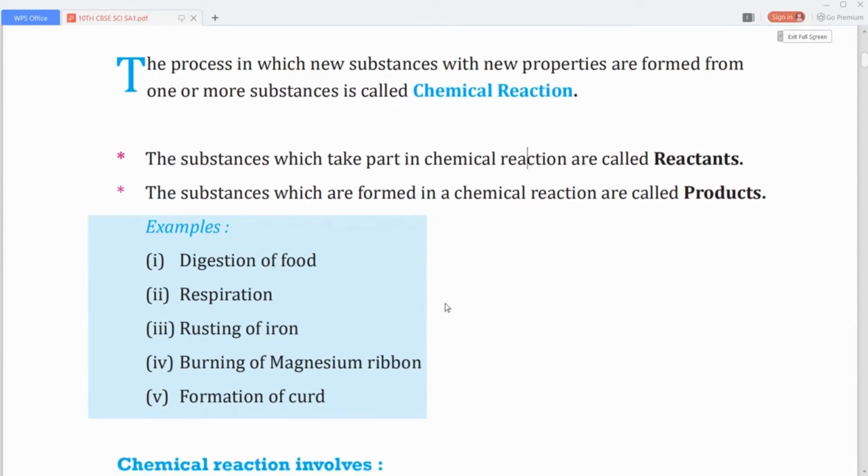So we can see more examples related to chemical reaction. Digestion of food, whatever we are eating, in our stomach is one type of chemical reaction. Another is respiration. We are taking oxygen, which is also a chemical reaction. Rusting of iron, Fe2O3 . xH2O. Burning of magnesium ribbon and formation of curd. These are all examples related to chemical reaction.